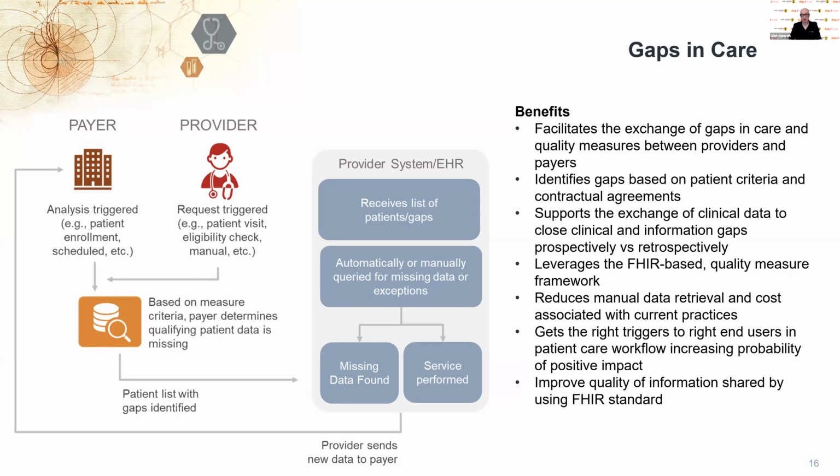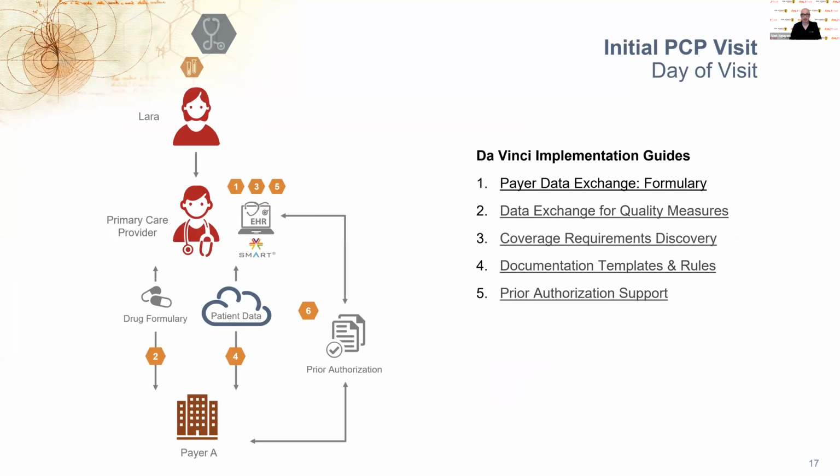Or as a population, the health system can use this list to reach out to patients and get them in to close these gaps. So the idea here is to really intervene when the opportunity arises to provide the best care that we can for patients. And then along with the gaps in care, when the gap is closed, we use the data exchange for quality measures paradigm to send that quality measure information back to the payer or other stakeholders in order to report it and keep track of it.